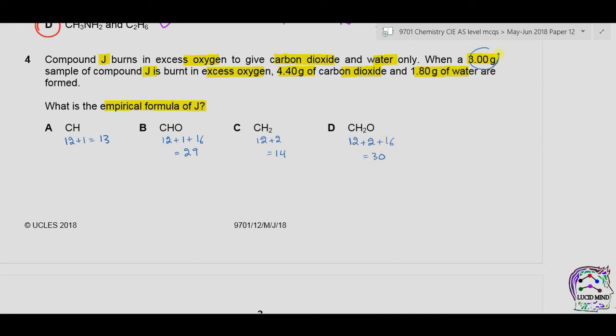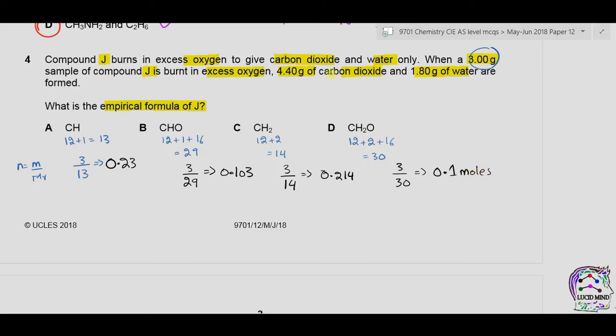Three grams of sample J is present, so we can find out the moles, as number of moles is equal to mass in grams divided by molecular mass. So for CH it will be 3 divided by 13. It comes equal to 0.23 moles. For CHO it will be 3 divided by 29. It comes equal to 0.103 moles. For CH2, it is 0.214 moles. For D, we have 30 molecular mass, so 3 divided by 30. It comes equal to 0.1 moles.